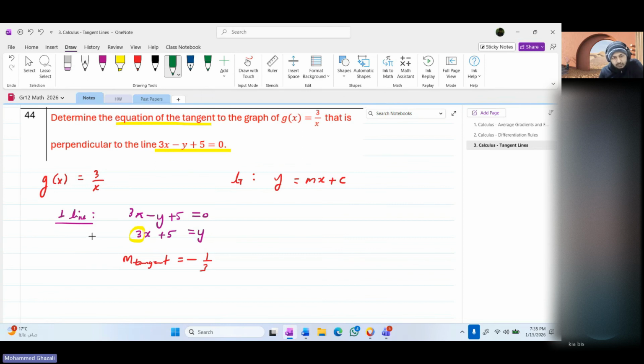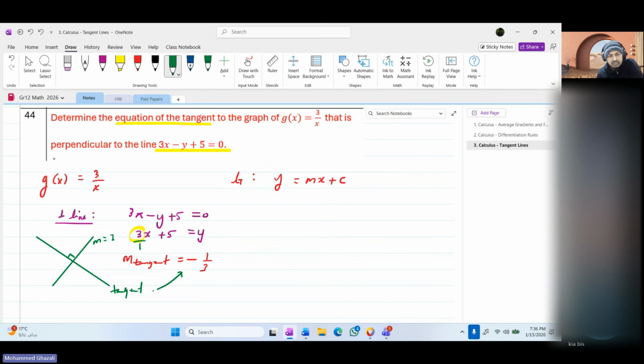This known line is upward sloping, so my tangent line will be downward sloping. My tangent line is like this, and this is the known line. The gradient of this line is 3. What's the gradient of the tangent line? Negative 1 over 3. What did we do? We flip the 3, it becomes 1/3, and take the opposite sign, because the product of the gradients of the known line and the tangent line must be negative 1, because of the perpendicular.